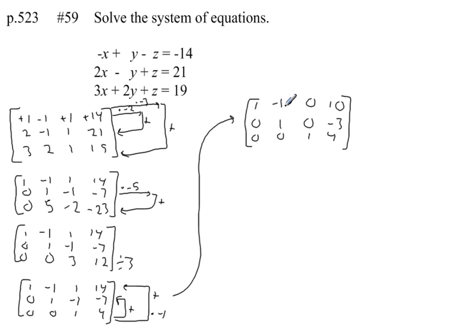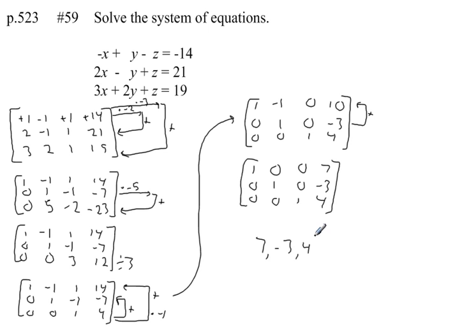Last thing I need is a 0 in this spot right here. And I can get that by adding the middle row to the top row. So when I do that, my bottom row is going to stay as is. My middle row is going to stay as is. And my new top row is going to become 1, 0, 0, and 7. So we are done with our work. Our three solutions, x, y, and z, are equal to 7, -3, and 4.